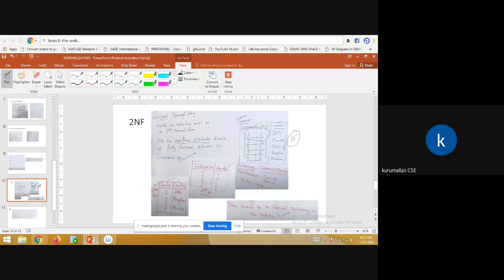The non-prime attribute is location, right? So we have to split this table into two more tables. The first table is customer id and store id. We have to maintain these two composite keys in a single table, so we have to place all these five rows in one table.